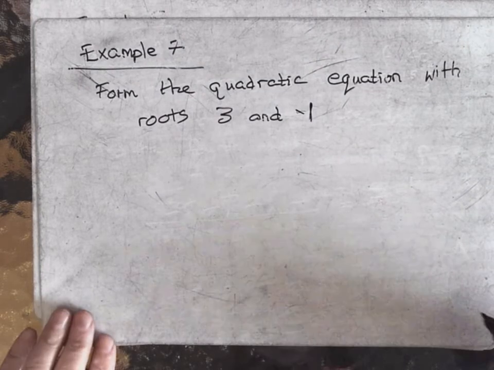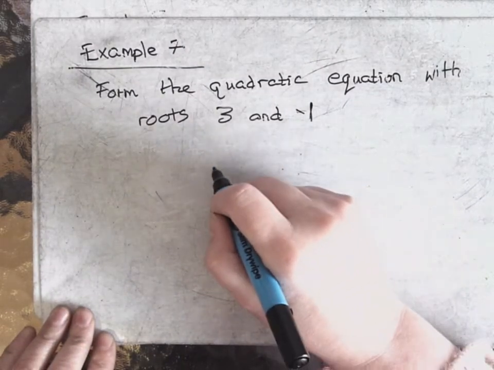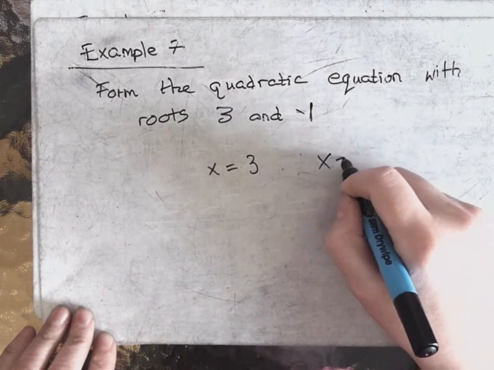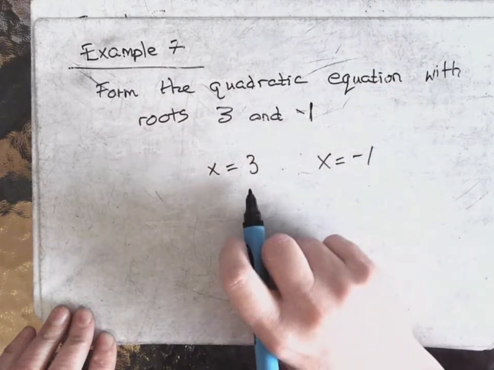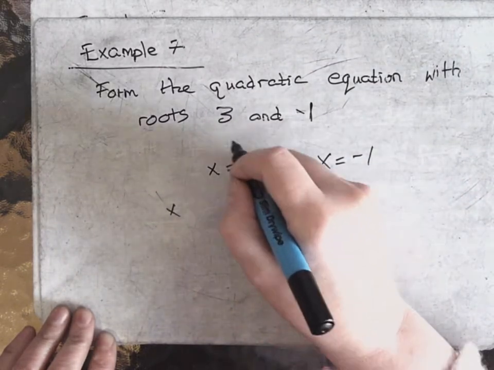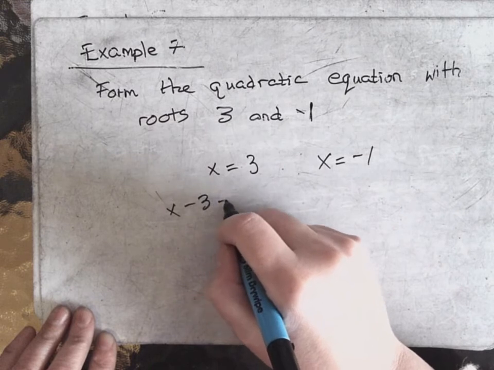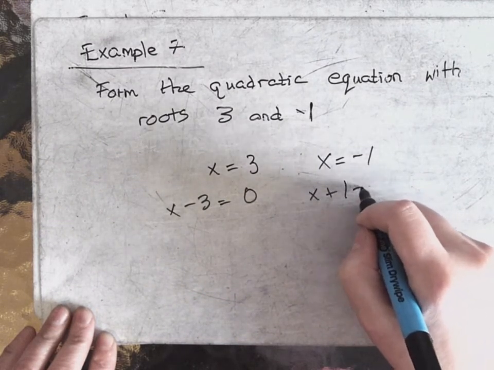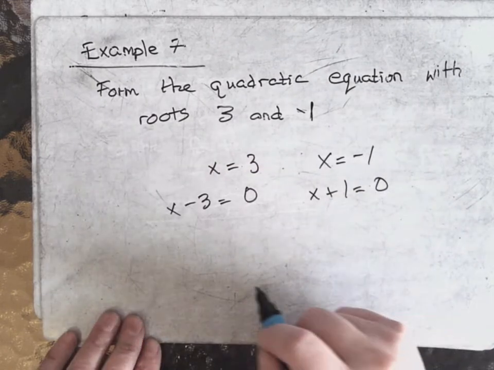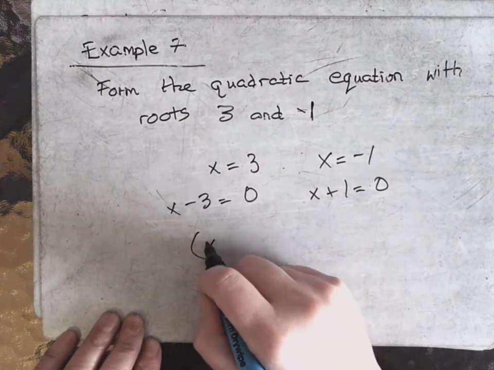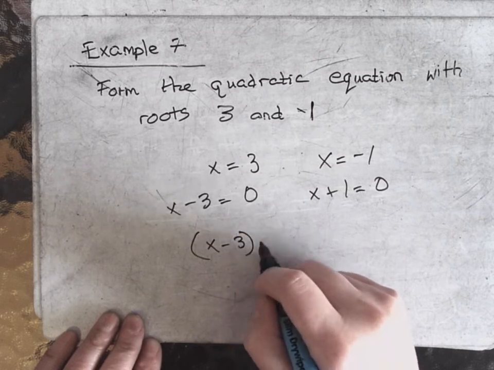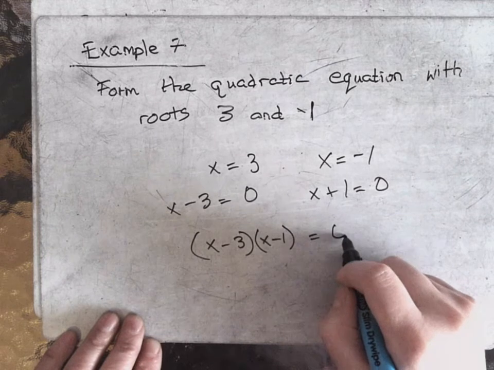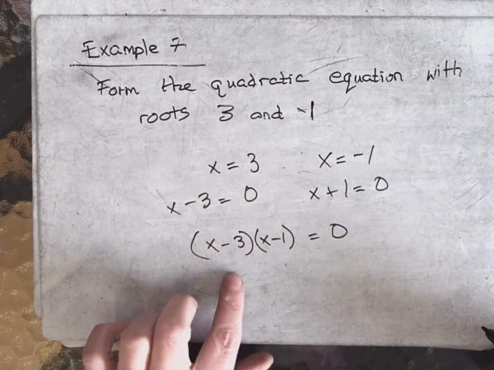So when you worked out the answer, you got 3 and minus 1. That means x is equal to 3 or x is equal to minus 1. That was originally x minus 3 equals 0, and x plus 1 equals 0. Remember, each bracket gives you 0, so when both brackets are multiplied together, they also give you 0. So you're working backwards, you're putting it back together.